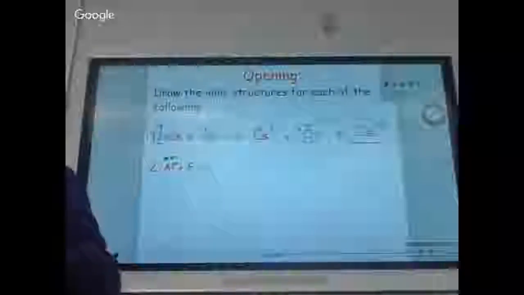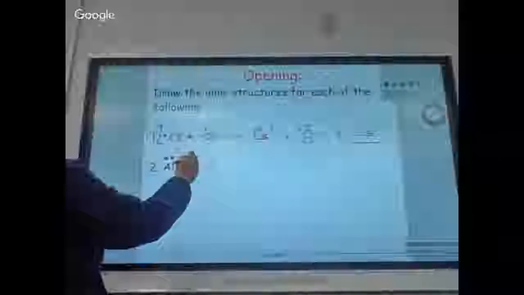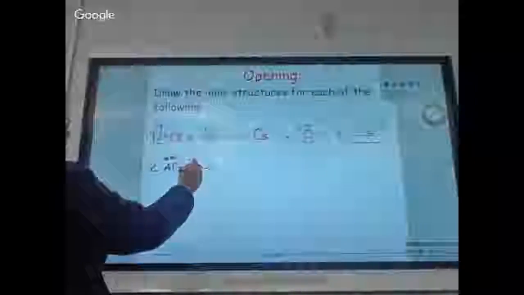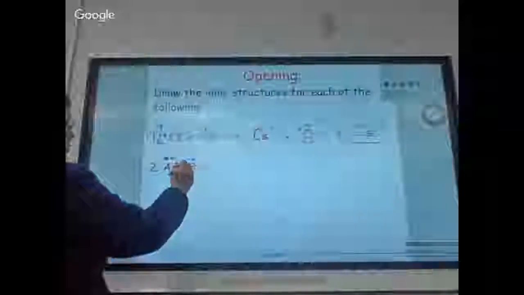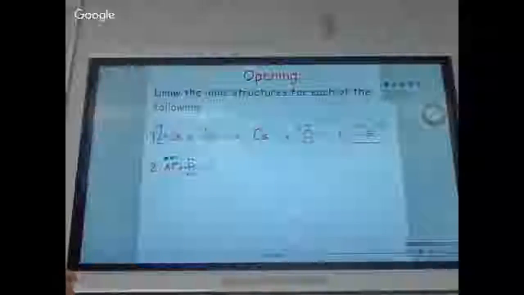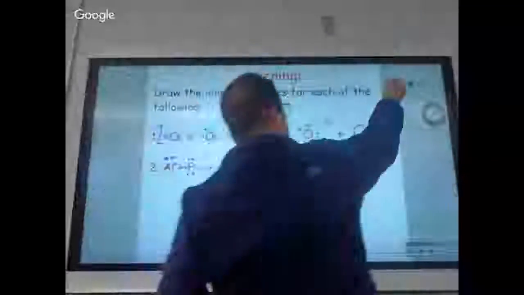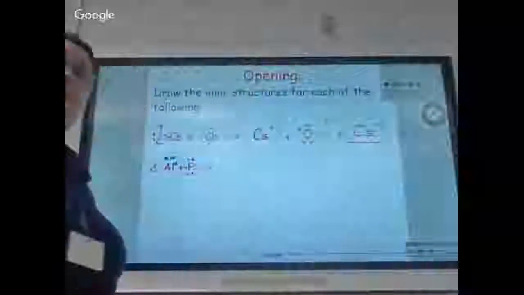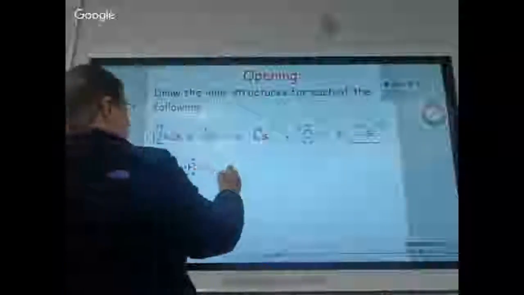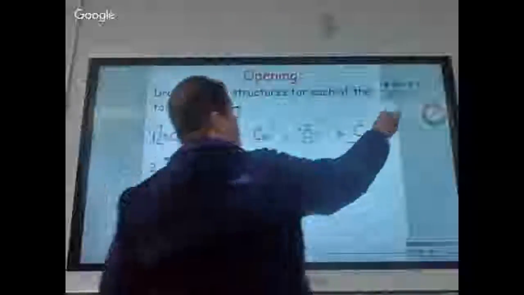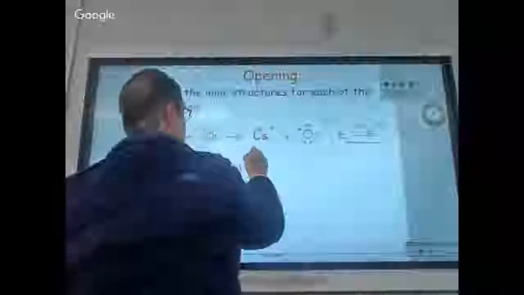Now, AL plus F. How many electrons does AL have? Has 3. So put 3 dots. F has 7, so put 7 dots. Now, AL is going to do what? Give them all away. So you got AL, and it has a +3 charge.